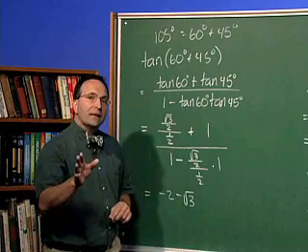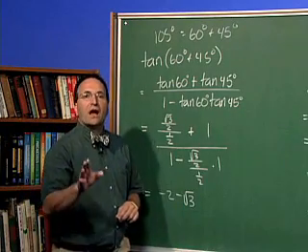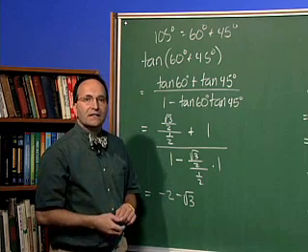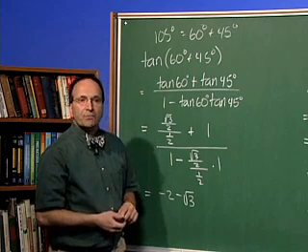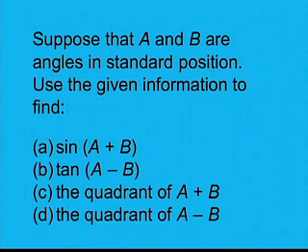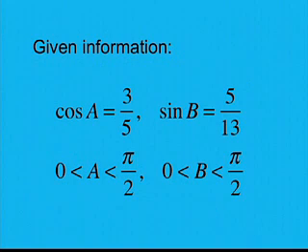Now, in this next example, we will find the function values and the quadrant of a sum and difference angle. Suppose that A and B are angles in standard position. Use the given information to find A, the sine of A plus B, B, the tangent of A minus B, C, the quadrant of A plus B, and D, the quadrant of A minus B, given the information that the cosine of A is 3/5, the sine of B is 5/13, and both A and B are in quadrant 1.